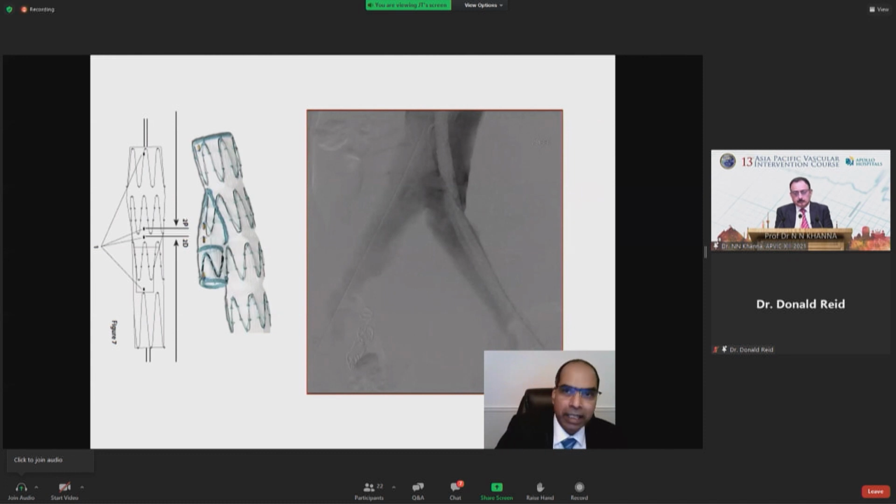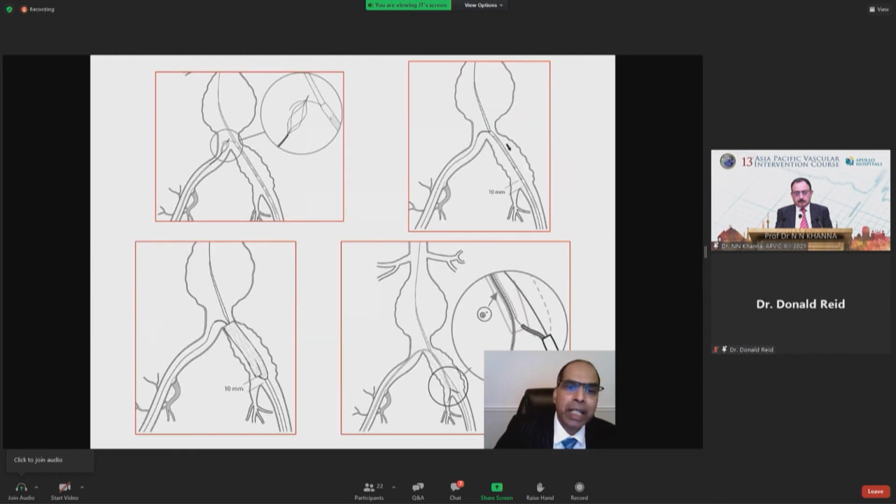And once the right internal iliac artery was occluded, I proceeded to introduce the iliac branch device into the left common iliac artery. This is the diagram and this is the photo of the device, and this is how it looks when it is introduced. The next step involves passing a through and through wire through the iliac branch device, snaring it from the contralateral side and bringing it out in the right groin.